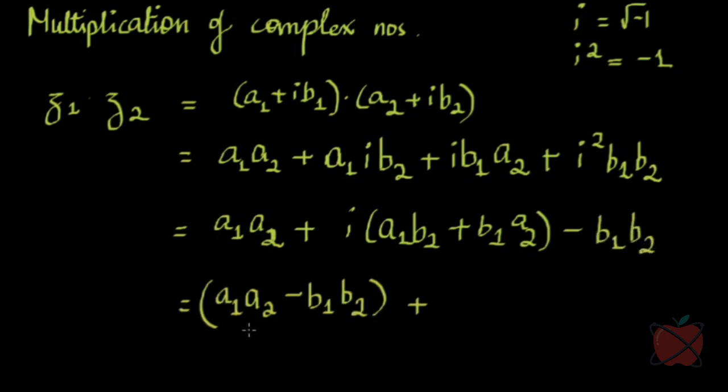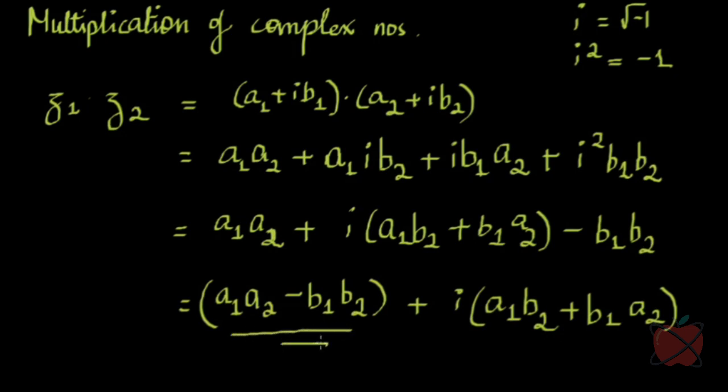So I'm going to group the parts that do not contain i together and those containing i together. So we will get this part is the real part of the product z1, z2. And this part over here is going to be the imaginary part of z1, z2. So it's better if you learn by heart this part, that the multiplication of z1, z2 is equal to a1, a2 minus b1, b2 plus i times (a1, b2 plus b1, a2). So that you don't have to do these 3 steps. It'll make your calculation much easier and faster.